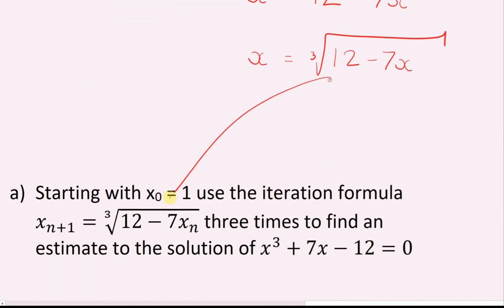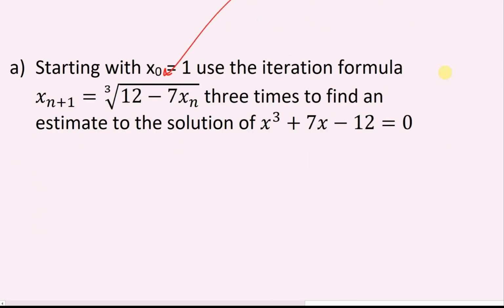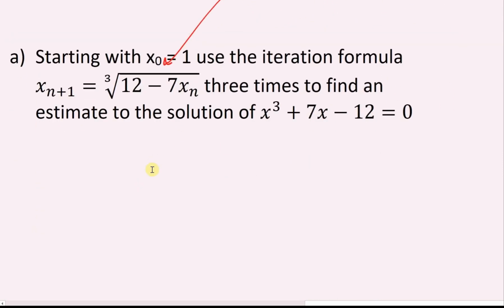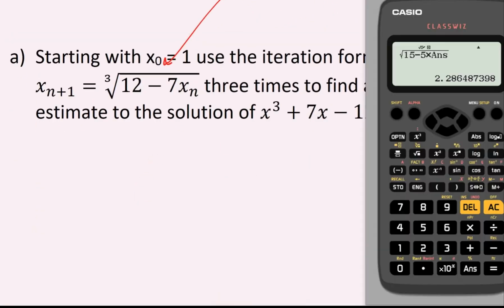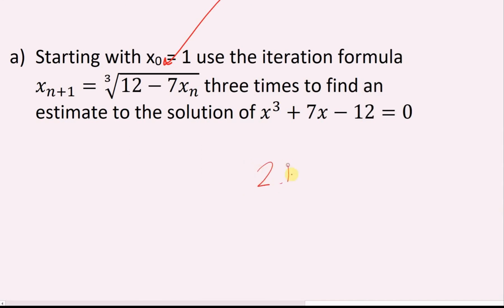Next, we now want to use this as our iteration formula. We are told that our first guess is going to be 1, and we're going to plug it in 3 times. So we preload our answer as 1, so we press 1 equals. We're then going to type in this right hand side. Everywhere I see xn, I'm going to replace that with the answer button. So -7 times answer. Doing it 3 times. So once, twice, 3 times. And our estimate of our solution is going to be 2.14 to 3 significant figures. And again, that's a solution to this original equation.